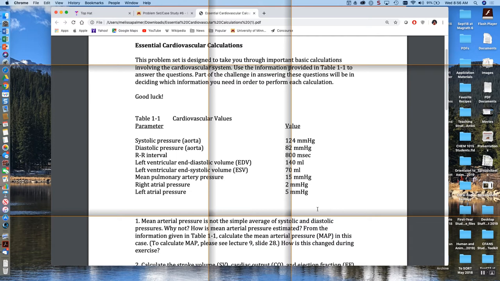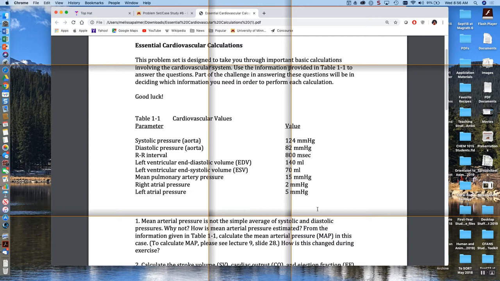All right. Do you all feel pretty good about that? And can you answer question number one? Pretty good? All right, so let's go on. Let me show you how to calculate cardiac output.